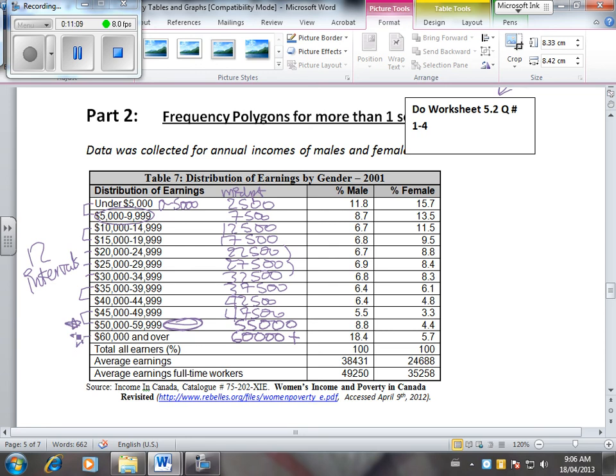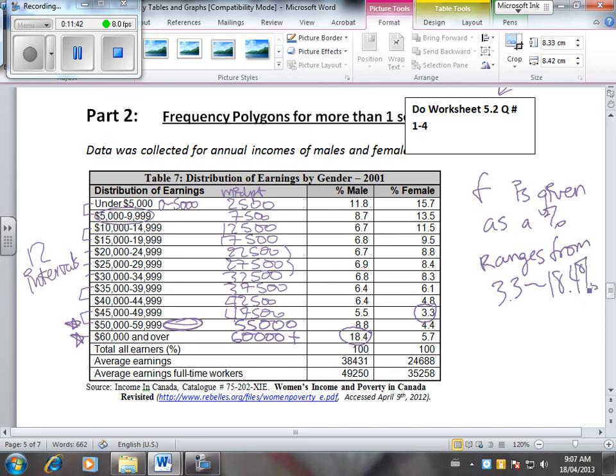Okay, and then we look at how the frequency is given. F is given as a percent. The range: let's find the lowest percent, 3.3. So it ranges from 3.3 to the highest percent, 18.4. Oh, that's a lot of males who are making the highest. So when we talk about what our vertical frequency axis will look like, I start from 3.3 to 18.4. So I'm going to number my y-axis between 0 and 20%. You don't want to start at 3 and go to 18.5. Give it a little bit of wiggle room so your graph looks nice and neat.